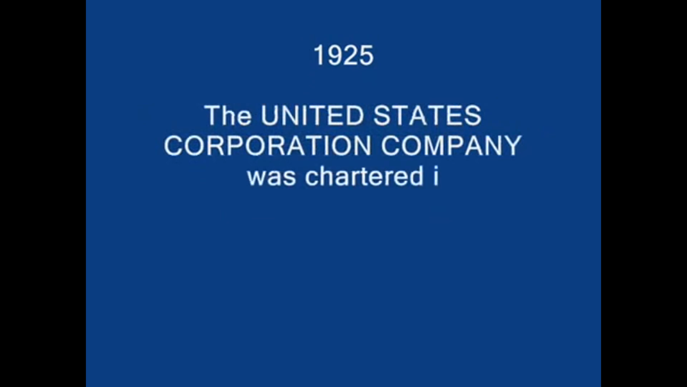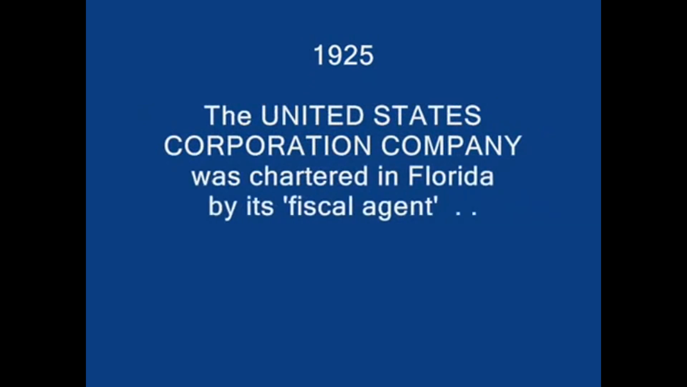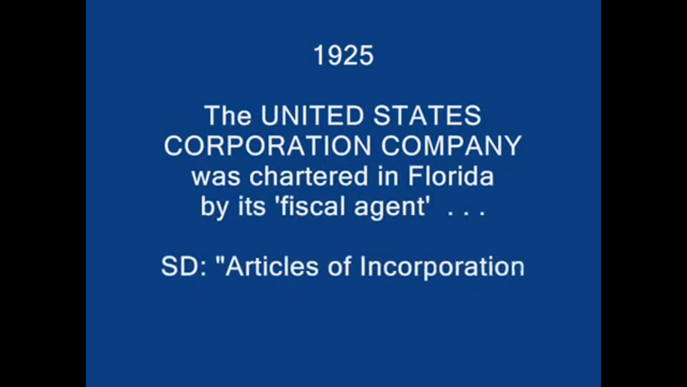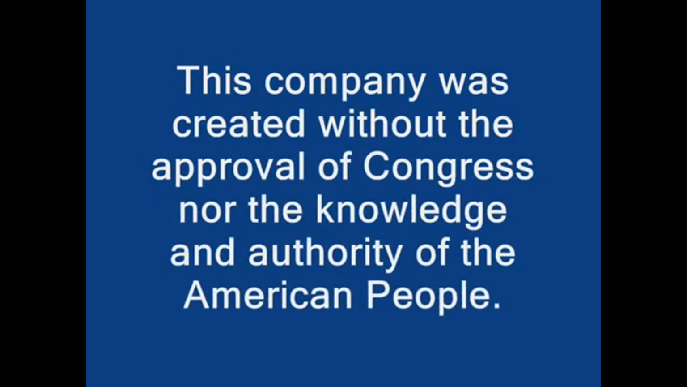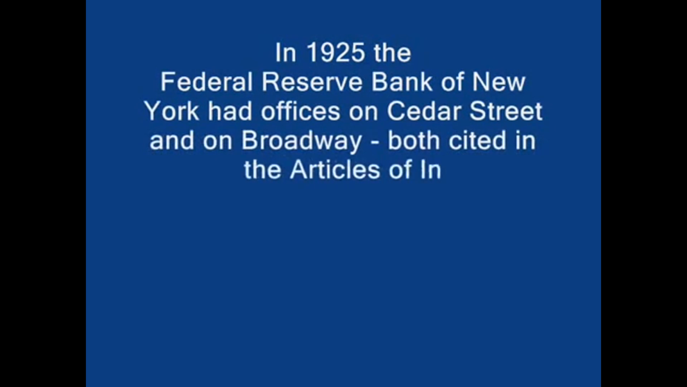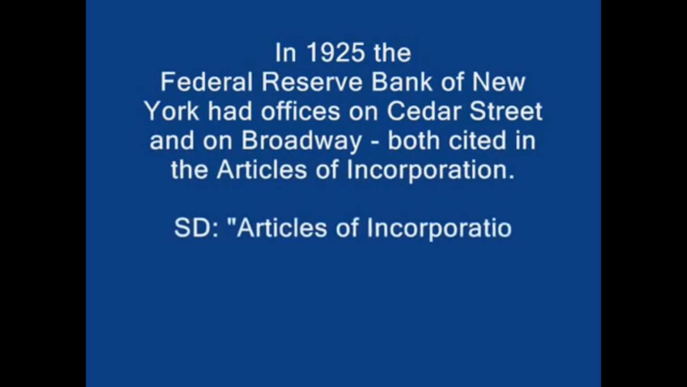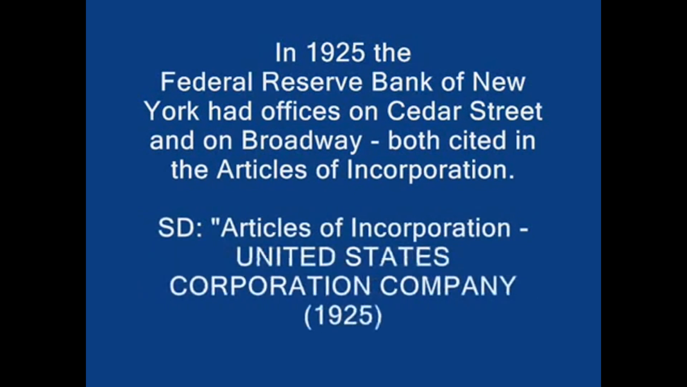1925. The United States Corporation Company was chartered in Florida by its fiscal agent. Source document: Articles of Incorporation, United States Corporation Company, 1925. This company was created without the approval of Congress nor the knowledge and authority of the American people. Note: in 1925, the Federal Reserve Bank of New York had offices on Cedar Street and on Broadway, both cited in the Articles of Incorporation. Source document: Articles of Incorporation, United States Corporation Company, 1925.